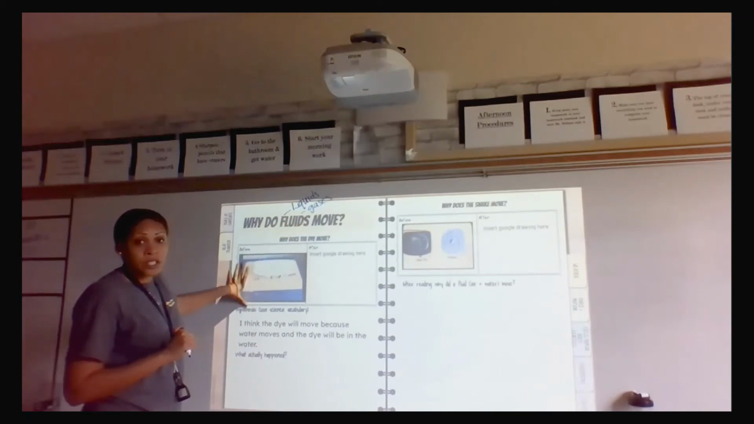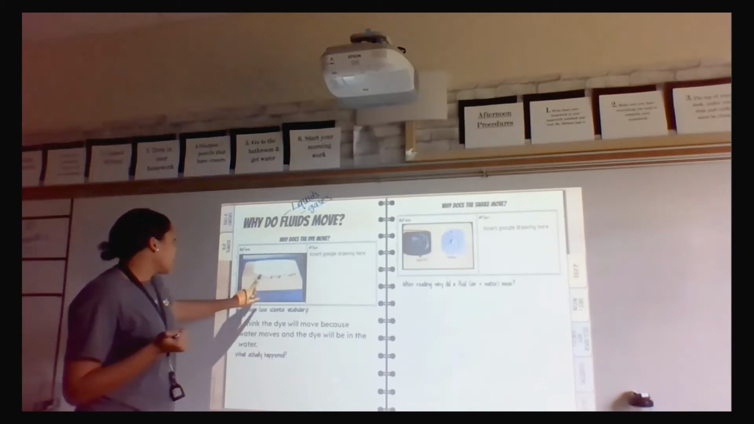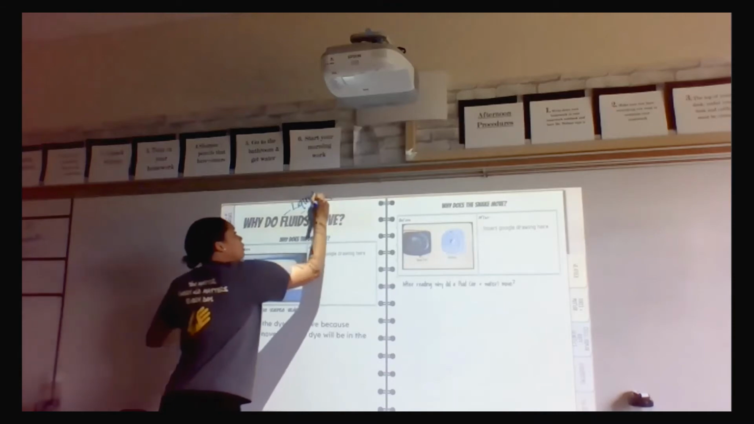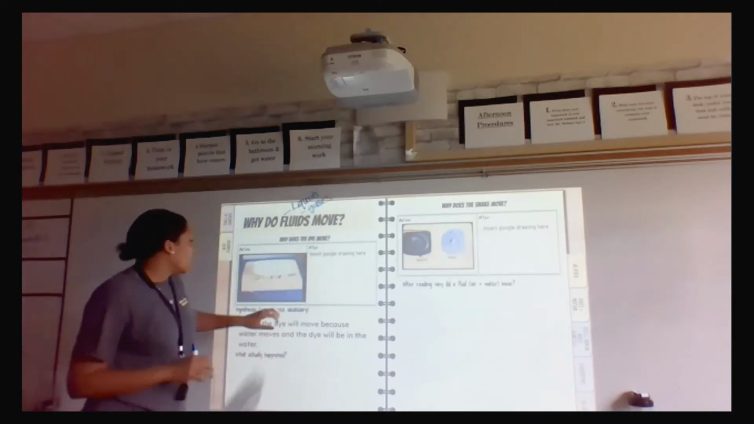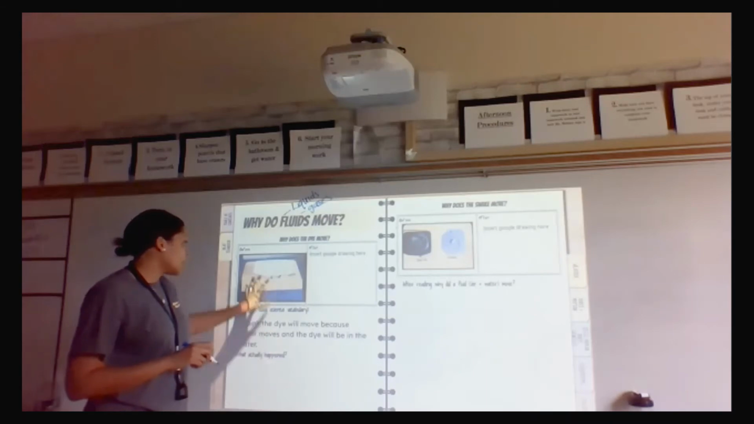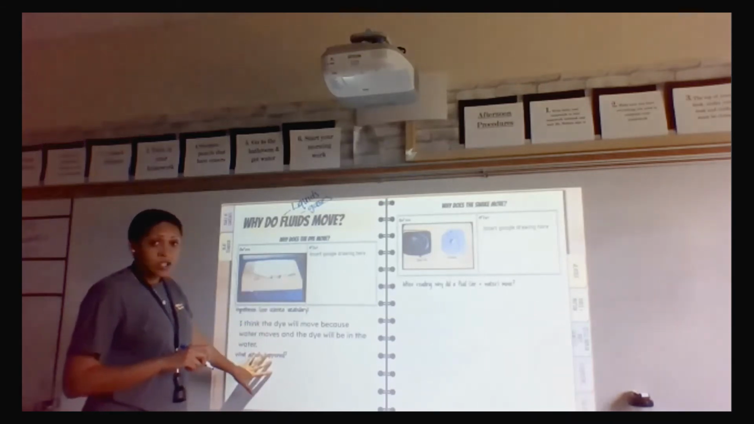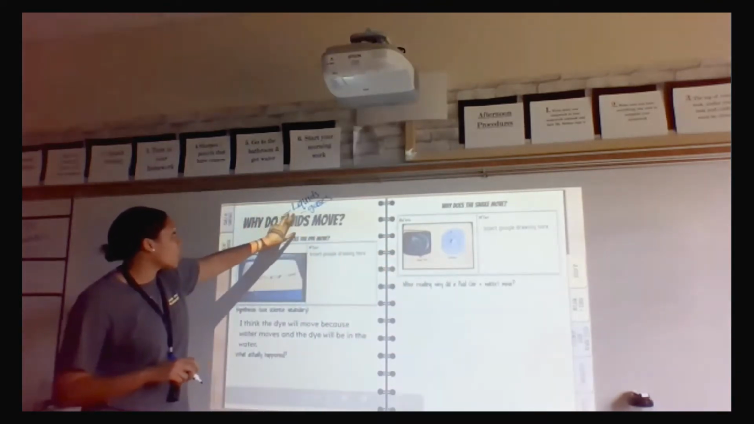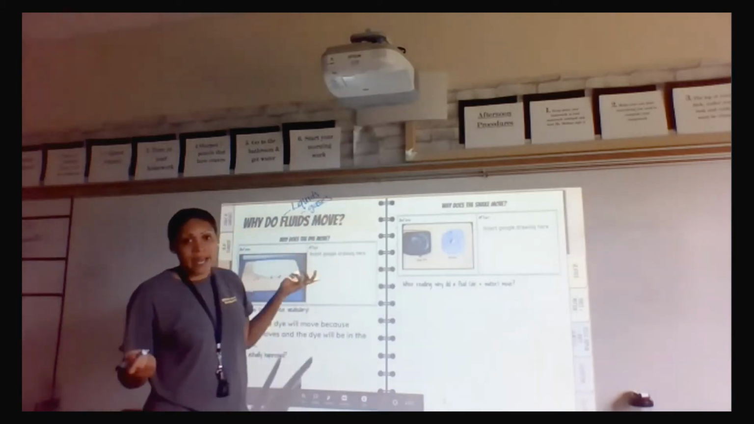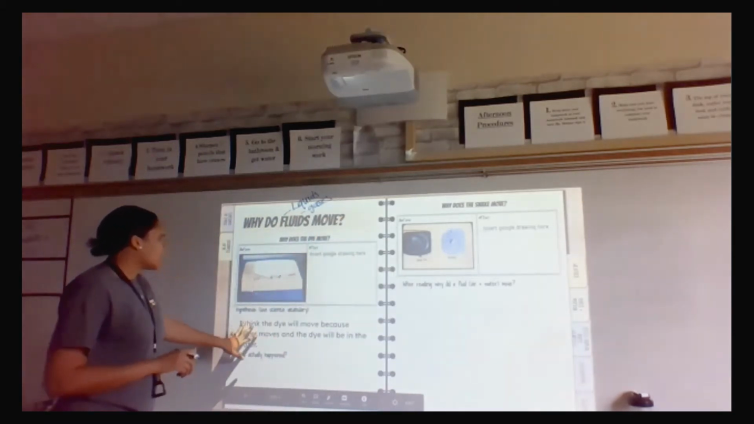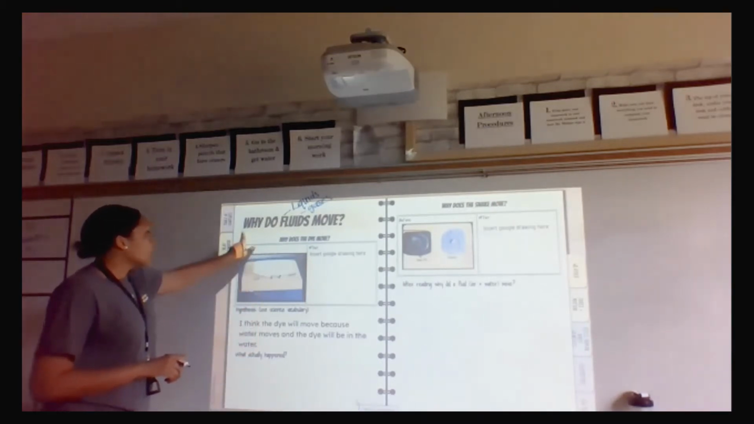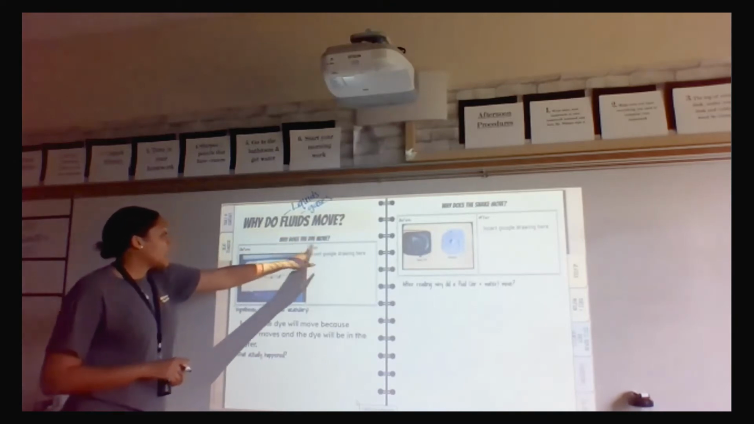So we have a before picture, which you will have in your science notebooks, and it has a picture of our experiment today. We're going to do one that has to do with water, and then one that has to do with air, because remember, fluids are liquids and gases, and air is a gas. I've done my hypothesis already in my notebook for today. We're going to say, why do fluids move? Why does the dye move?